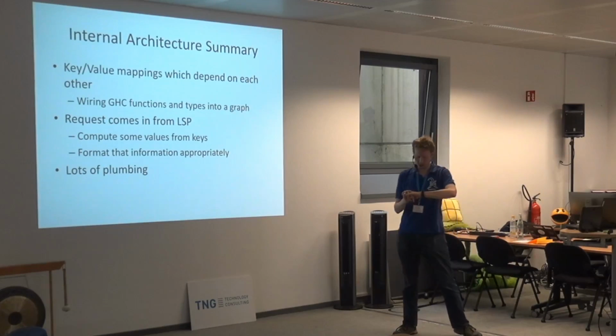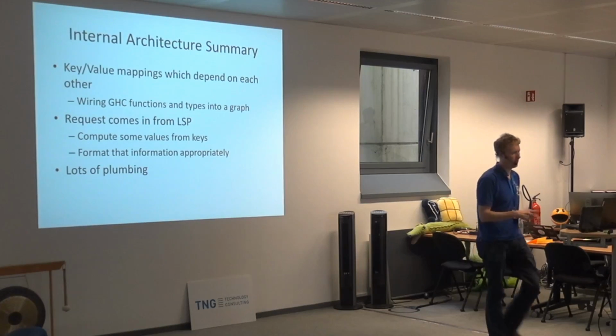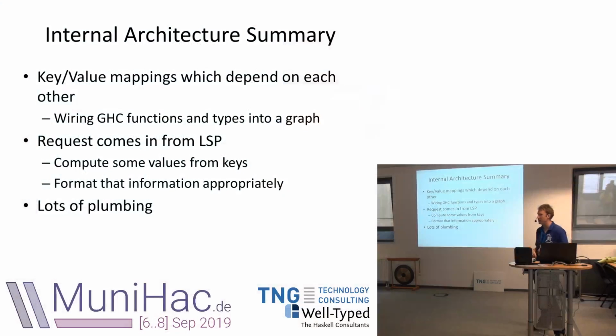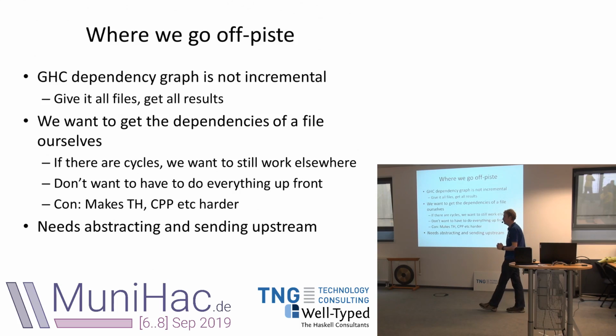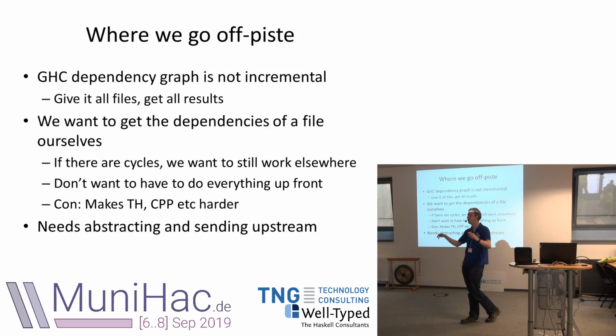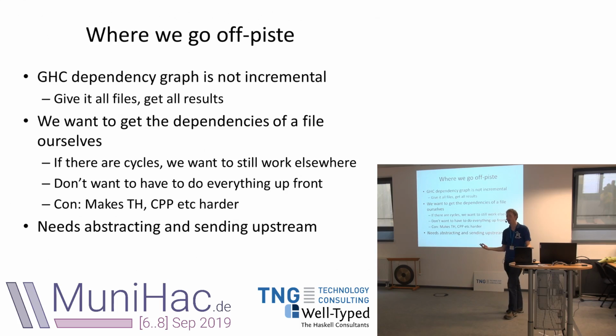So that's the internal architecture summary, not very interesting: requests come in from the LSP and we compute them. So where do we go off-piste? Where do we not reuse things in GHC? There's really one big place, and that's what GHC calls the downsweep. GHC wants to get all of the files and build a big module dependency graph and see if there are cycles and all that stuff in one huge lump. That is completely unsuitable for the way our IDE is structured.